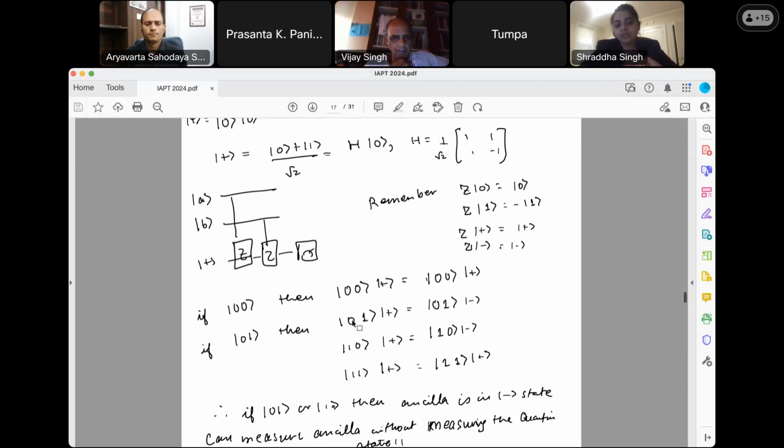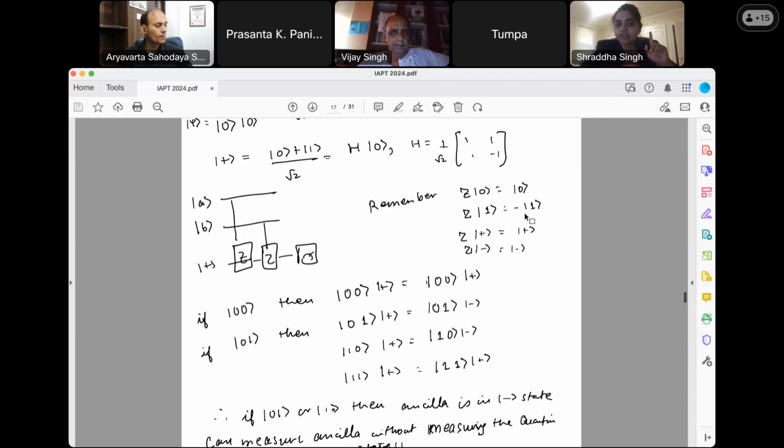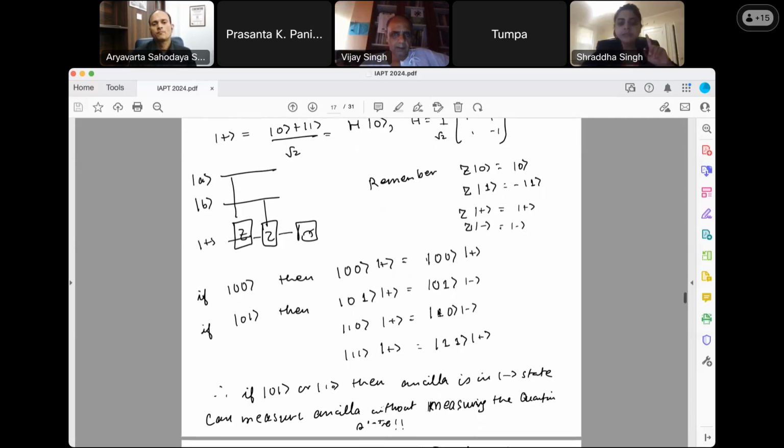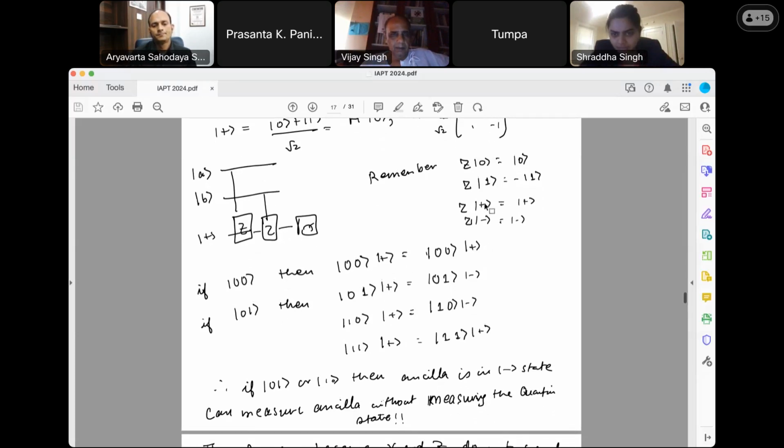If AB were in 0, 1, the first gate would do nothing because A is in 0. The second gate, because B is in 1, will apply a Z on plus. A single Z on plus will take plus to minus, because remember, Z on 0 is 0, Z on 1 is minus 1. So you get (0 minus 1) over root 2, and that is the minus state. I think I've written this wrong, so it should be Z plus equals minus and Z minus equals plus. I'm sorry about that. Plus and minus are not the eigenstates of Z, so they should actually transform.